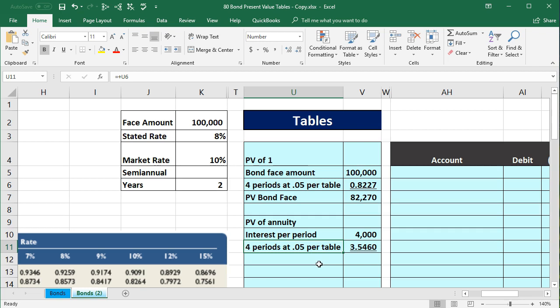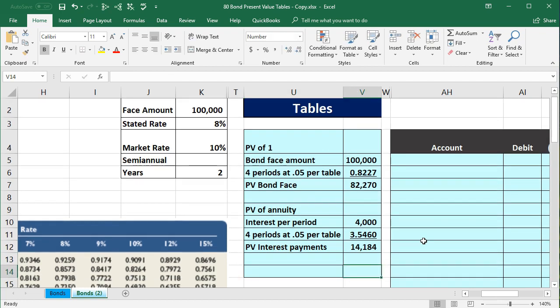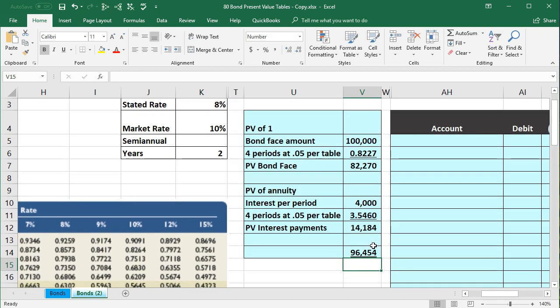It's the annuity table that we're pulling this number from, but it's going to be the same 4 periods at 5%. If we multiply that out then, we're going to say the 4,000 times the 3.5460 and whatnot. And that's going to give us the present value of the interest payments, let's say. And then if we add those two up, then we're just going to say that we have the present value of the 100,000 plus the present value of the interest payments. So it's issued then at, of course, a discount.